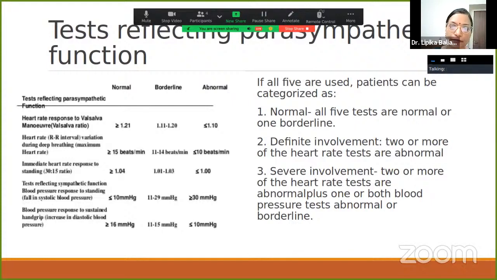If we are using all 5 tests, then patients can be categorized as normal when all 5 tests are normal or only one borderline value is coming. We suspect a definite involvement when 2 or more of the heart rate tests are abnormal. And we suspect severe involvement when 2 or more of the heart rate tests are abnormal, plus 1 or both blood pressure tests are abnormal, or one of them is borderline. Then we know the severity of the autonomic system deterioration in these patients due to the hyperglycemic state.